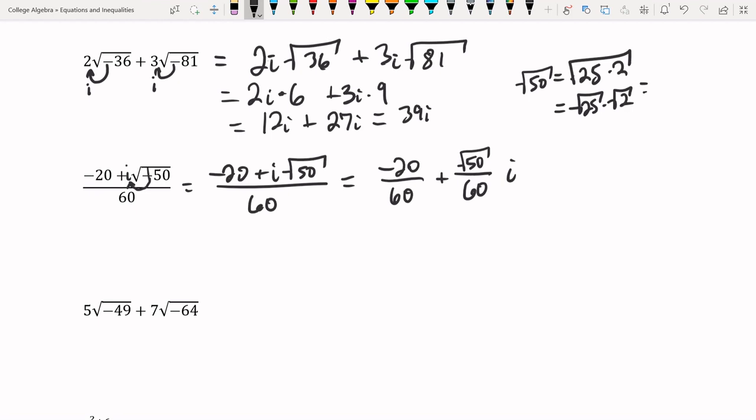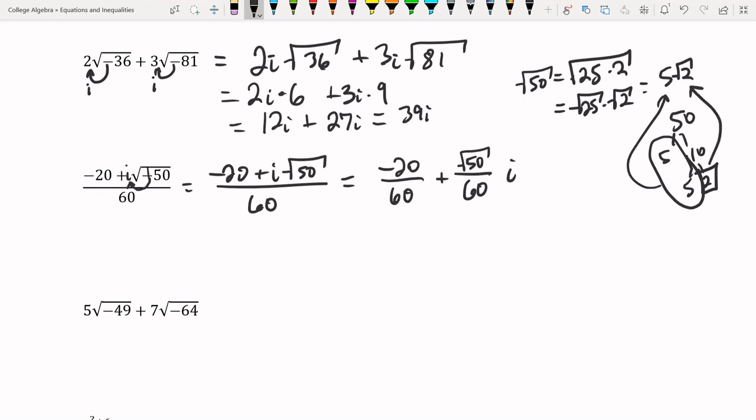So we get 5 root 2. Now you can also say 50 breaks up into 5 times 10, and 10 is 5 times 2. There's a pair of 5s, the 2 stays on the inside. It's the exact same answer, just a different method of doing it. Whichever way makes more sense to you, do it that way.